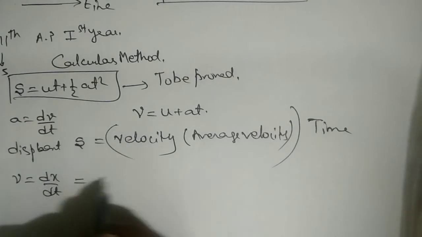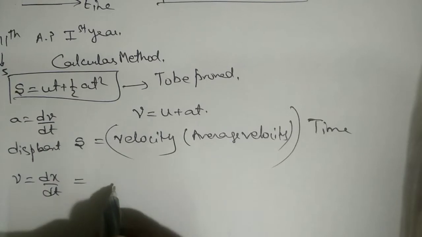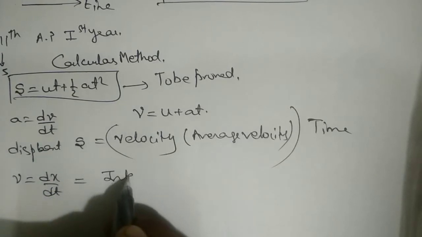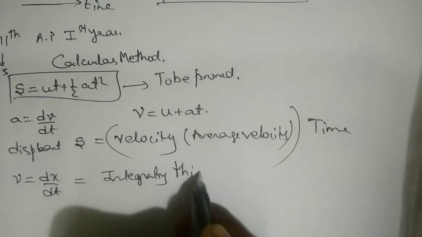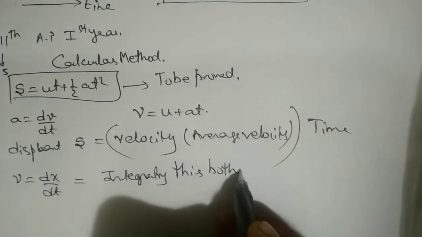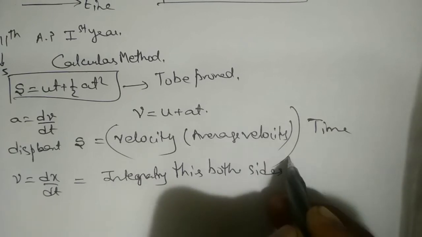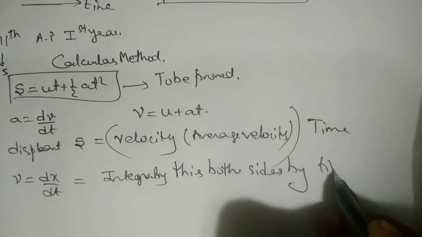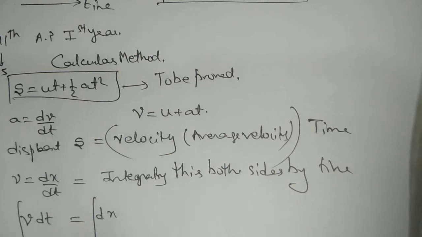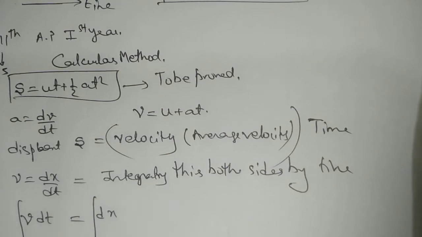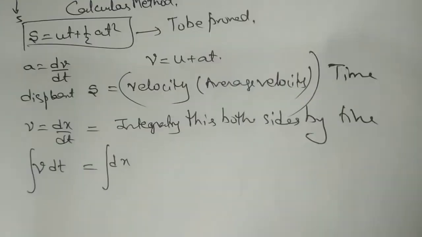What is dx by dt? So if we integrate both sides with respect to time, what will we get? Integral of v dt is equal to integral of dx. Is it or not? So this is where the whole story starts. It's so easy from here.